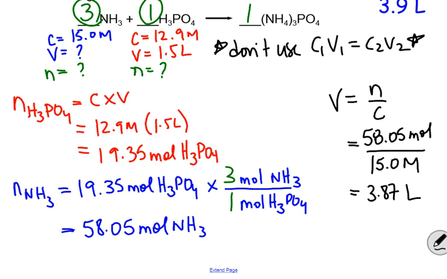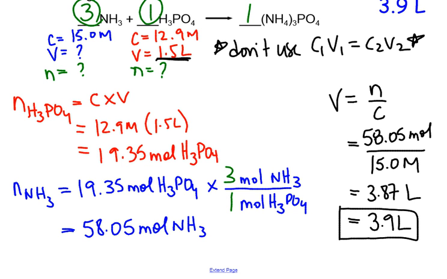And what I have to do at the end is remember to round to my right number of significant digits. The smallest number of significant digits in the question was my 1.5 liter, so I have to round this to 3.9 liters. So there is my final answer, and that's what I actually had at the start of my problem.